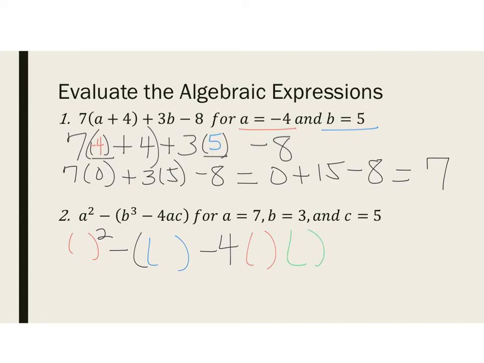Now all I'm going to do is substitute those values in. I'm putting in 7 for A and 3 for B. Whoops, I forgot to put my cube on the 3, so I'm going to go ahead and add that right there. And let's see what else we have. I need to put my 5 in for C. So there goes my 5.